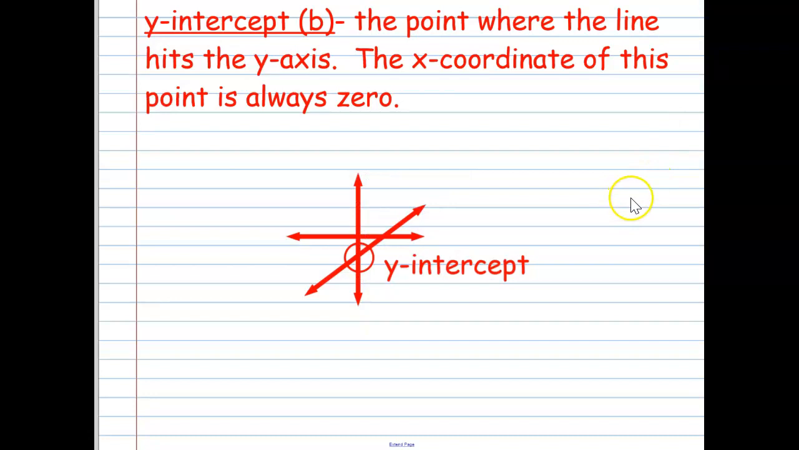Go ahead and pause, add that to your notes. We also call y-intercept b. Slope is m, y-intercept is b, and that's it right there.